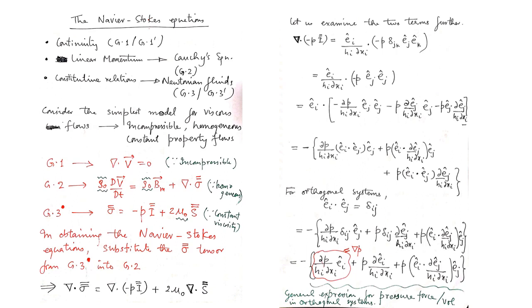So we are going to consider the simplest model, the viscous flow model that is most widely utilized. So incompressible, homogeneous, constant property flow. So what are the equations? That means if you were to simplify the continuity, linear momentum and constitutive relation using these three key ideas in the model, G.1 is simplified to del dot V equals 0, or volumetric strain rate in each particle is 0. So this is the meaning of incompressibility.